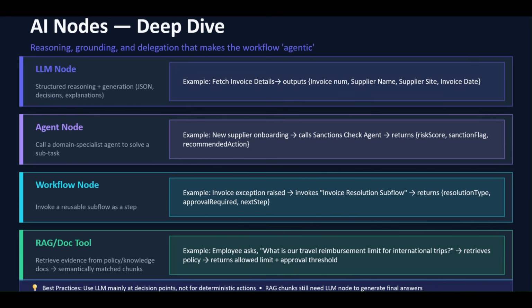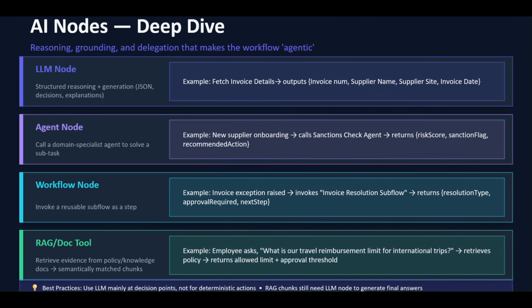So if I talk about agent node, right here, this is where your delegation kicks in. Instead of embedding logic inside the workflow, we can call a specialist or the worker agent. Let's take an example, the supplier onboarding process. We use this workflow agent where we want to onboard a supplier. But let's say we also want to check the sanction for that supplier, and we have created another worker agent that is fetching that data for the sanction.